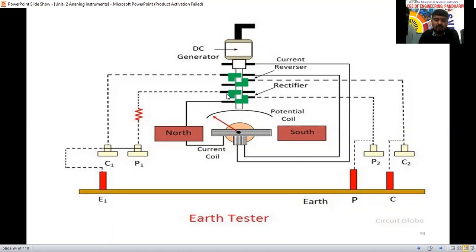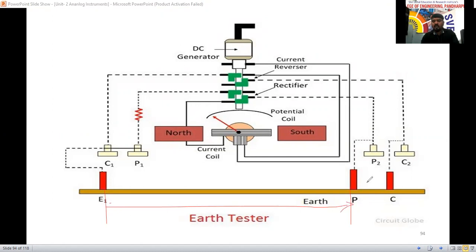While passing the current through the earth, alternating current is required; otherwise some chemical reactions will happen. For that reason, we are passing AC into the earth. From this one, suppose around 1 foot difference we are going to fit that one. The potential difference from here to here, it is going to measure the voltage here.